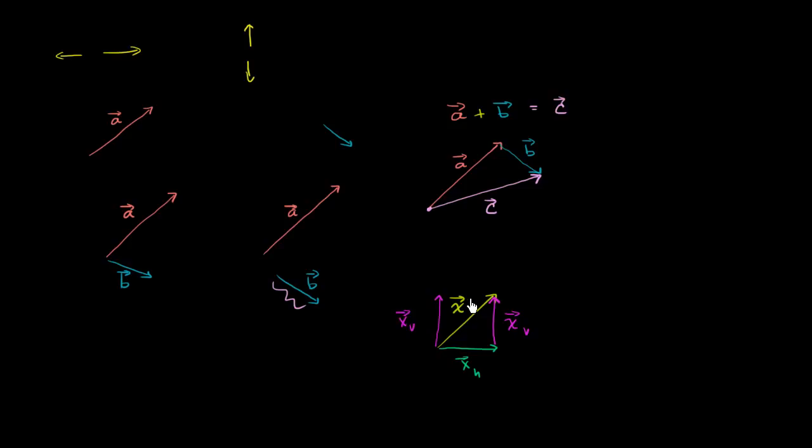And I could draw it like this, x vertical. And so what you see is that you can express this vector x as the sum of its horizontal and its vertical components. And we're going to see over and over again that this is super powerful, because it can turn a two-dimensional problem into two separate one-dimensional problems. One acting in a horizontal direction, one acting in a vertical direction.